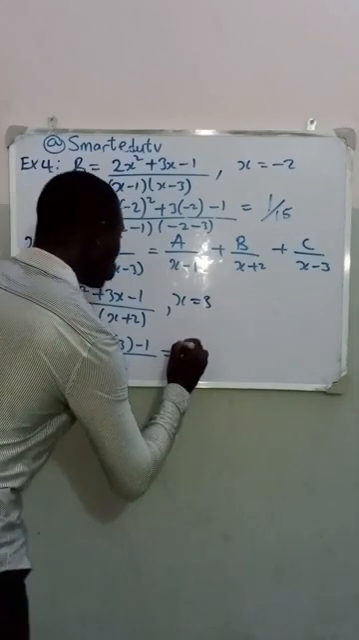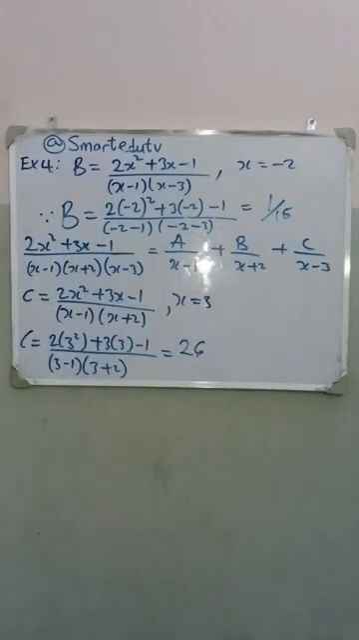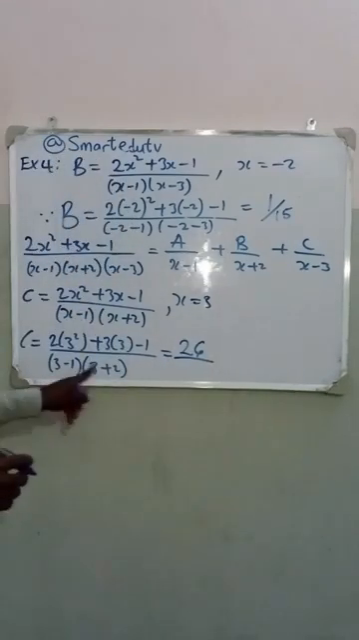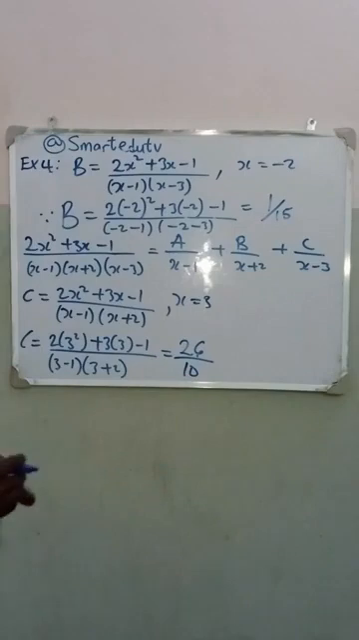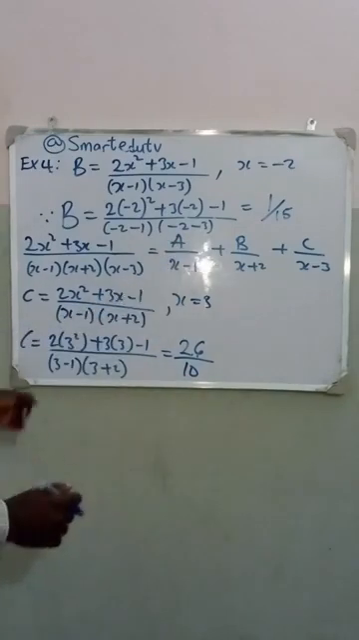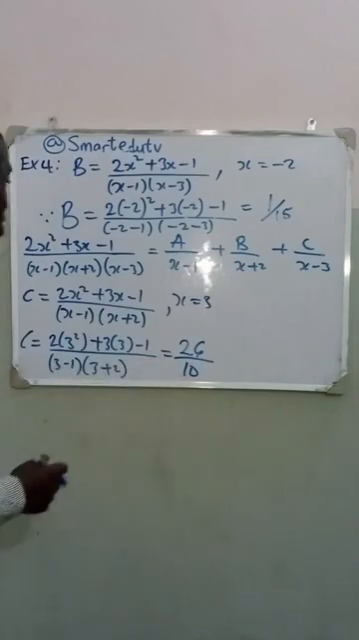So 18 plus 8, that's 26. So 18 plus 8 will give us 26, divided by the denominator: 3 minus 1, 2. 3 plus 2, 5. 5 times 2, 10. 26 is over 10. I've gotten the value of A to be minus 2 over 3. The value of B to be 1 over 15. And the value of C to be 26 over 10.